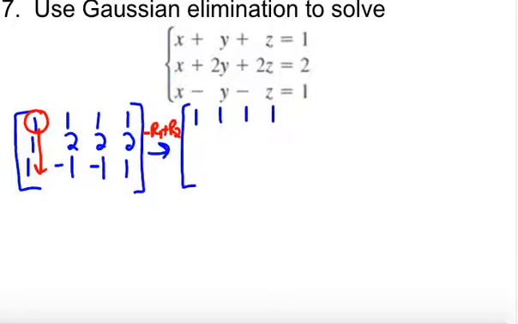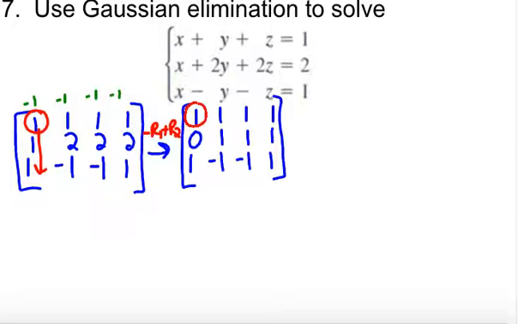Now, if you'd like to see that all in green, obviously, if I multiply row 1 by negative 1, that's what I'm going to get. And I'm going to add that to row 2. So that gives me 0, 1, 1, 1. I haven't changed row 3 yet, so there it is. Again, we're trying to get a 1 here and zeros all the way below.